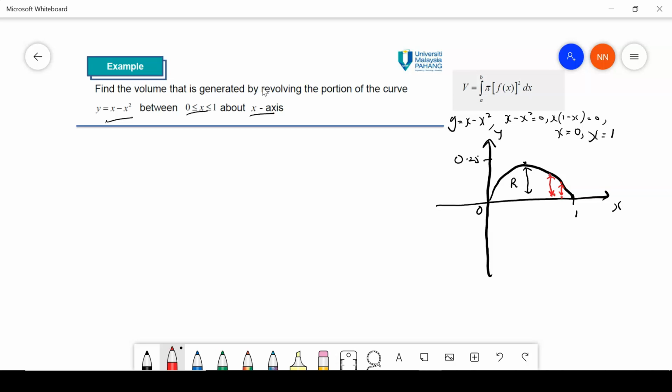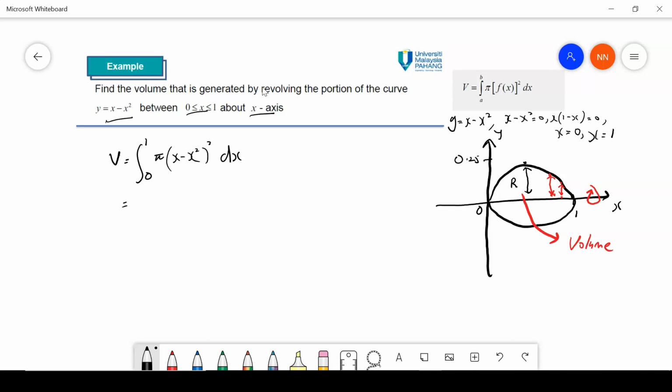When we talk about radius, it means that we will have some kind of solid. So we revolve about the x-axis. You can imagine if you revolve this area or this curve about the x-axis, you will have another portion here. So now we want to calculate the volume of this solid. Alright, how to calculate the volume? Then we will use this formula. So we have V equal to the integral from 0 to 1 of pi f(x) squared, so (x minus x squared) squared dx.